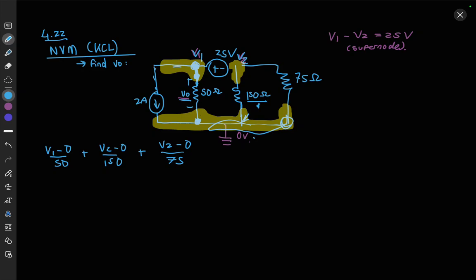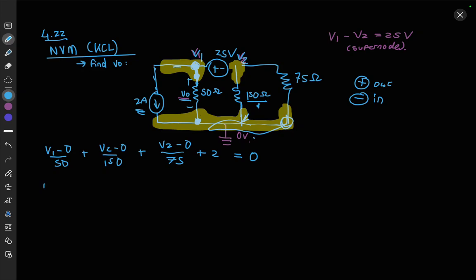Now our convention is we're going to plus anything that goes out of the node and minus anything that goes into the node. Okay? So in this case, this 2 amps is going out. So we're going to plus this. Plus 2 is equal to 0. And that is the equation that we have. So let's just simplify this equation.